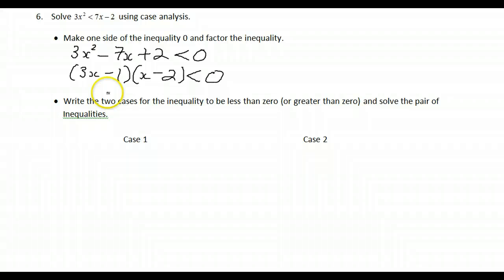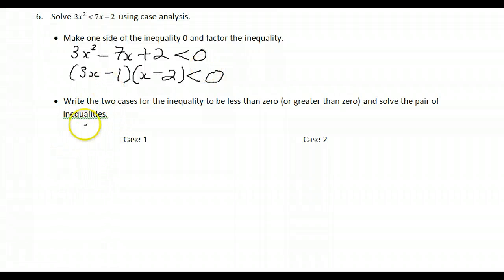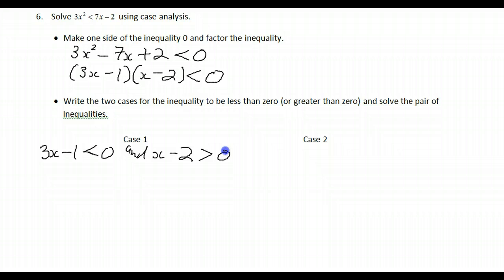So we want to now write the two cases for the inequality to be less than 0 or greater than 0. In this case, less than 0. And we're going to solve that pair of inequalities. Since this product has to be less than 0, it has to be negative, that means that either 3x minus 1 is less than 0 and x minus 2 is greater than 0. So we need one negative and one positive. And the two cases will be this is the negative and this is the positive, and then vice versa.